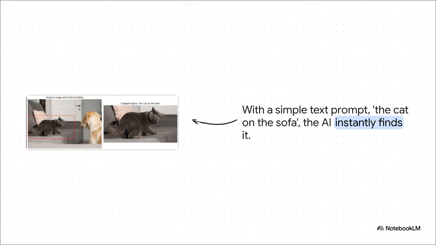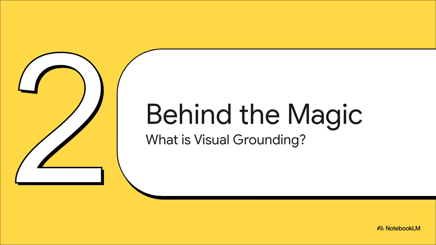And here it is. This is exactly what I'm talking about. Someone just types in the cat on the sofa and boom, look at that. The AI draws a perfect box right around the cat. It completely ignores the dog, the pillows, all the other distractions. It didn't just find any cat, it found the cat on the sofa. That's the magic trick right there. So how in the world does it do that?